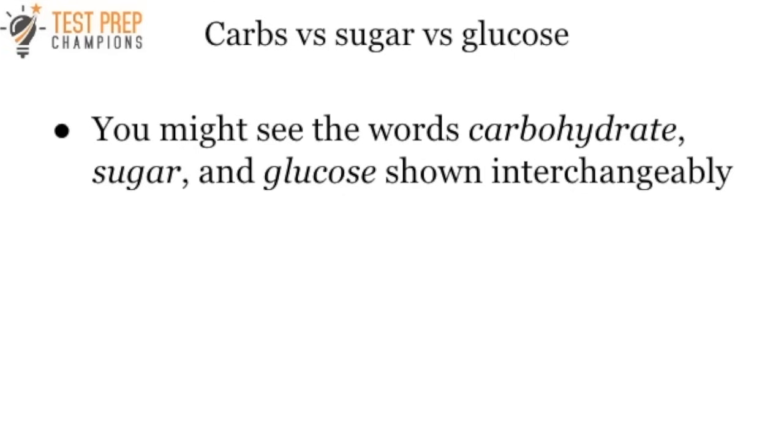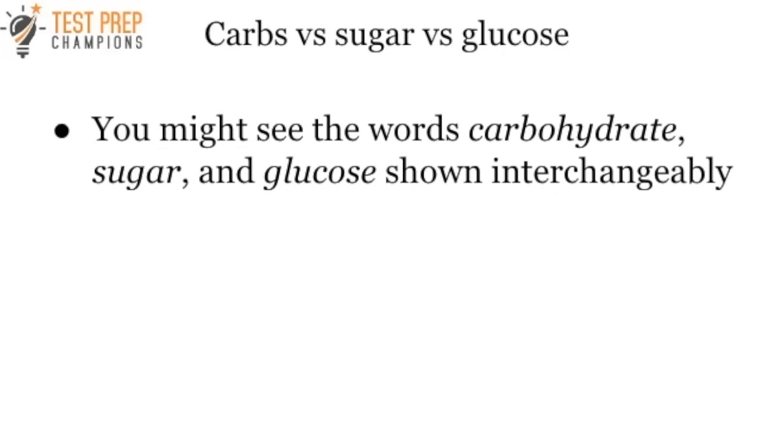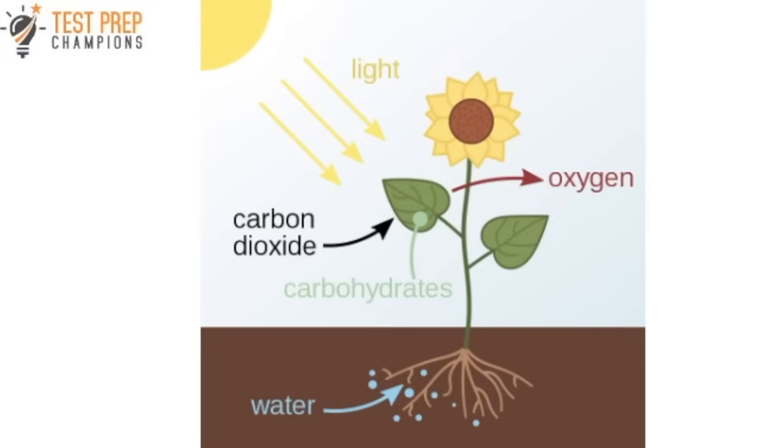Those are used interchangeably. So, for example here, I have this labeled as C6H12O6, and I've labeled this as sugar. Instead of writing sugar, they might put the word glucose here, or they might even just write carbohydrate. I'm not sure how they'll do it on your test, it's kind of luck of the draw, but just know that you might see those words used interchangeably.